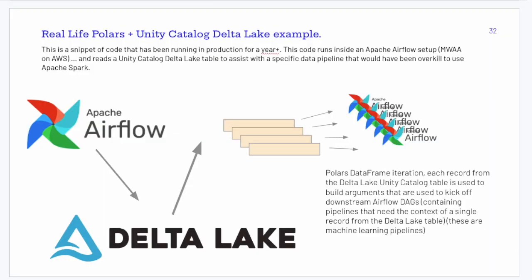So basically, I built a system where we use Polars on an Airflow worker. We installed Polars, and we're able to read a Delta Lake Unity catalog table in Databricks from Polars inside the Airflow worker and basically use the results to kick off all these downstream pipelines without having to resort to Spark and wasting money on a cluster to do this.